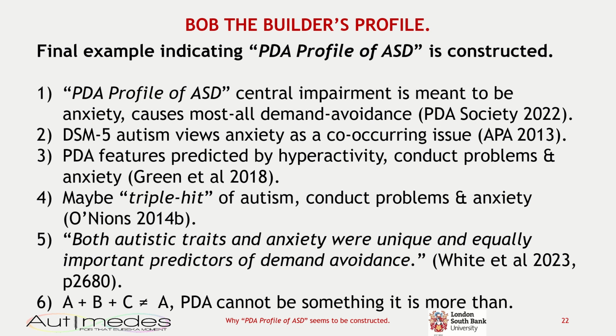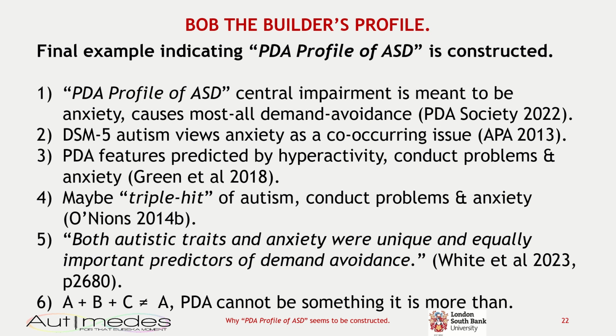These are just some examples. Some are suggesting that PDA features are predicted by hyperactivity, conduct problems, and anxiety, so PDA might be a triple hit of autism, conduct problems, and anxiety. I'm just going to quote this one from the abstract from White 2023: both autistic traits and anxiety were unique and equally important predictors of demand avoidance. And this matters because basic logic tells us PDA cannot be something it is more than. So, A plus B plus C does not equal A.